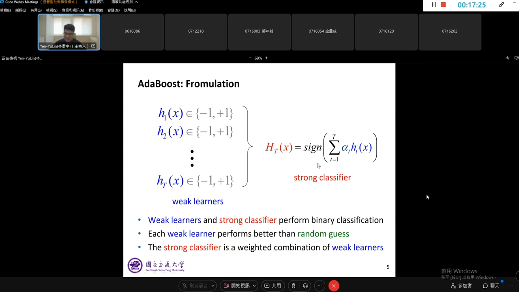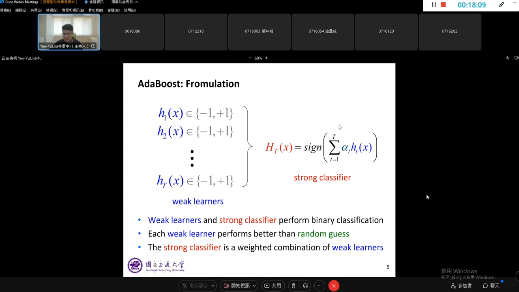Let's look at the definition of the resultant strong classifier. As mentioned in the previous slide, this strong classifier is composed of several weak learners, and actually it is a linear combination of the selected weak learners. So we use h_t to denote the t-th selected weak learner. Alpha_t is the associated weight. So alpha_t is used to indicate the importance of h_t in the weighted vote.